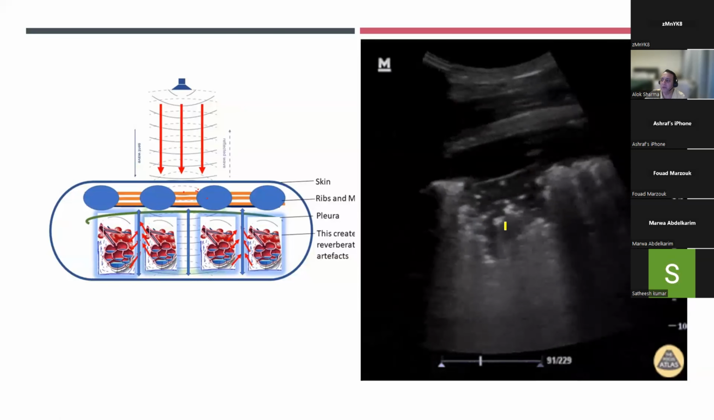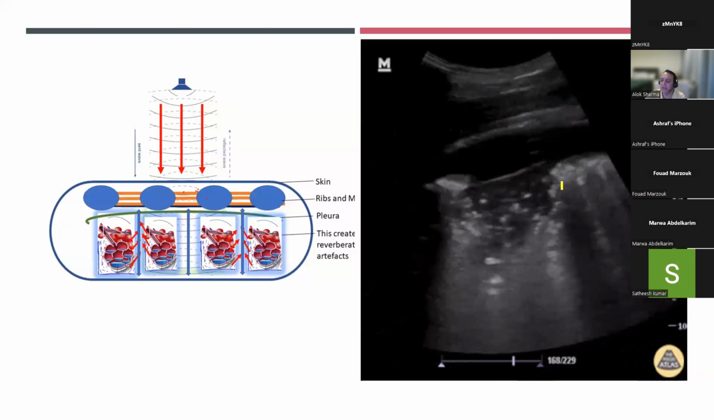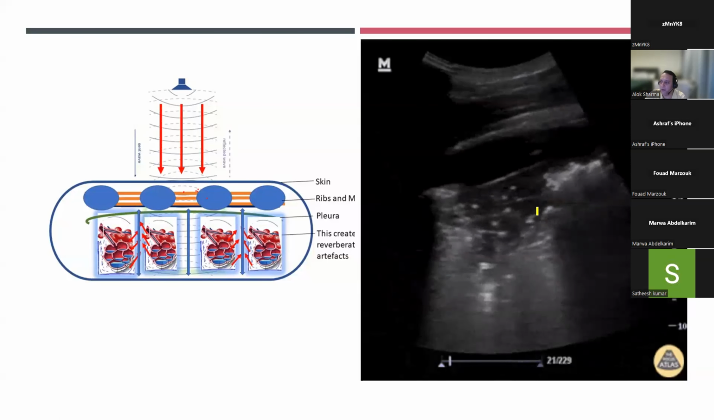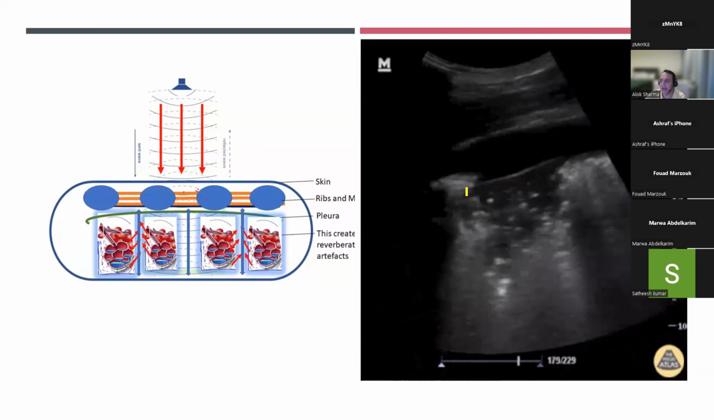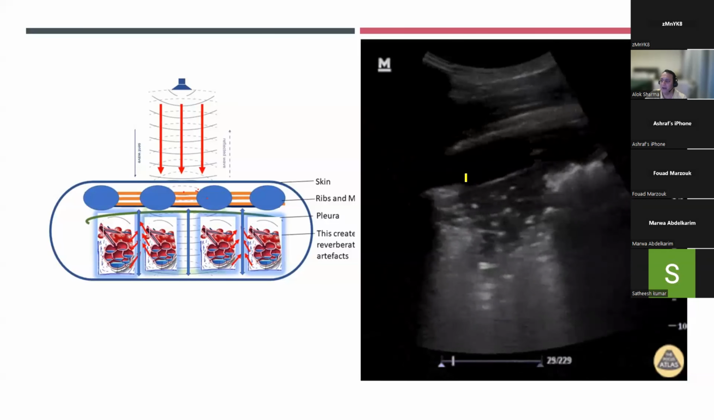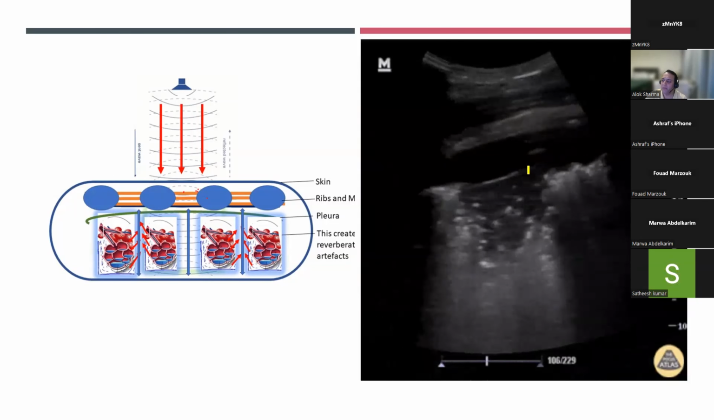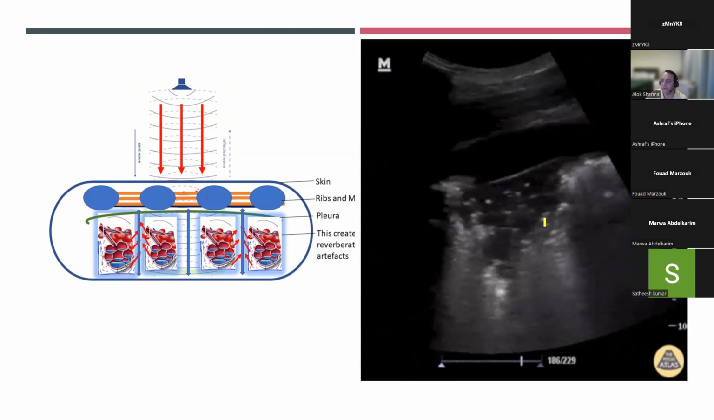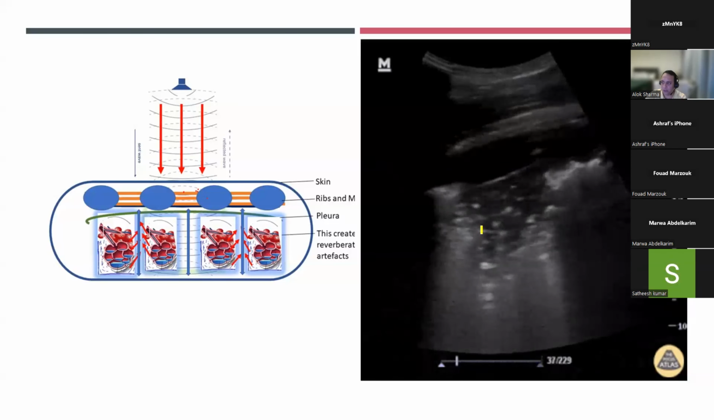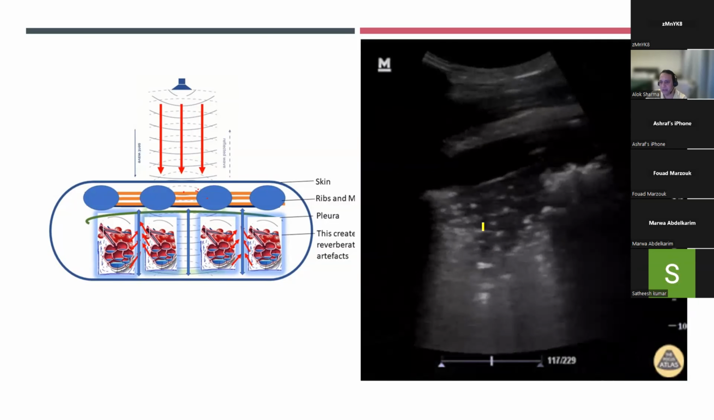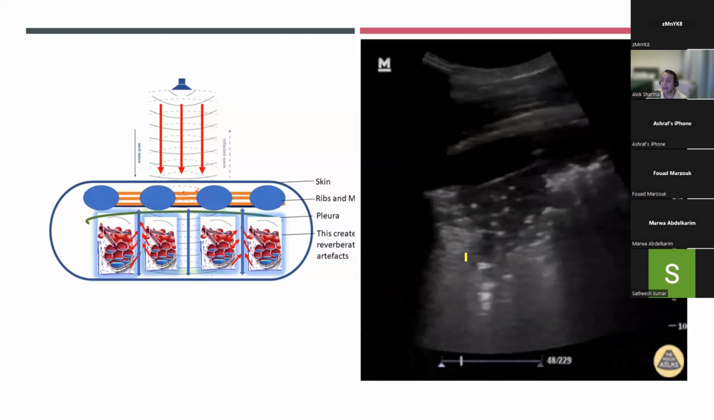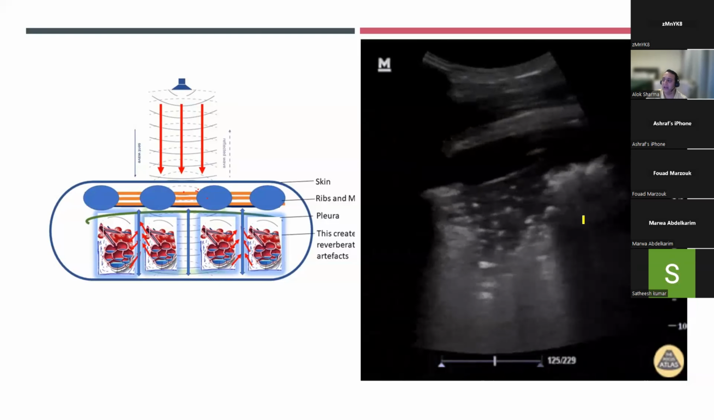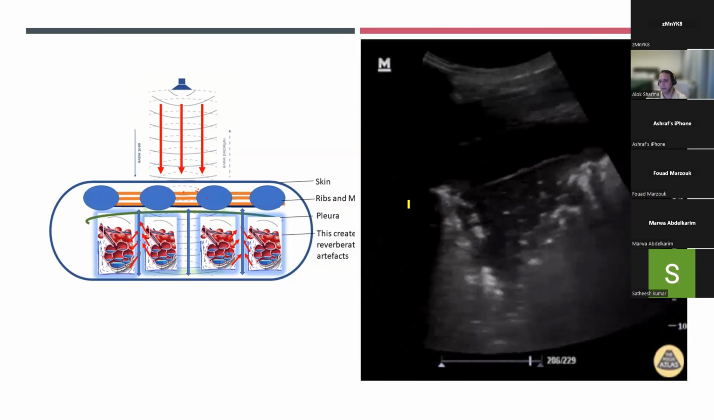And really, from our perspective, the lack of aeration basically means that the tissue between, which is destroyed, will have a lot of diffuse reflection as opposed to specular reflection. Now, if it was specular reflection, you'd have echo-bright pleura. But because there is diffuse reflection, which I told you is better to see tissue appearance because of the individual tissue cells, you will get a tissue-like appearance. And this is classically how consolidation presents.